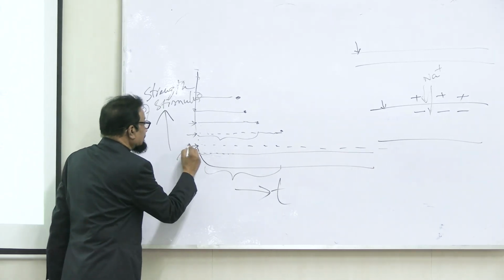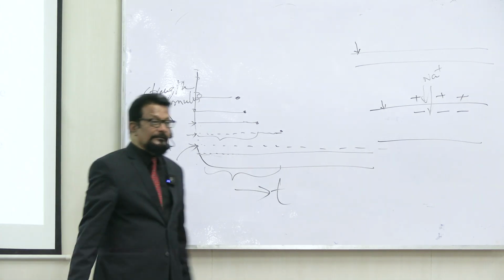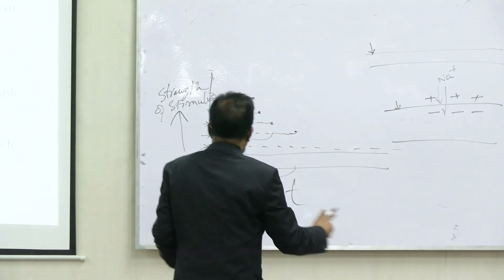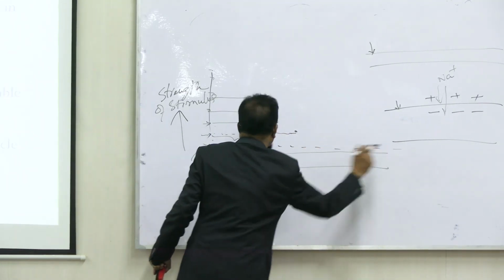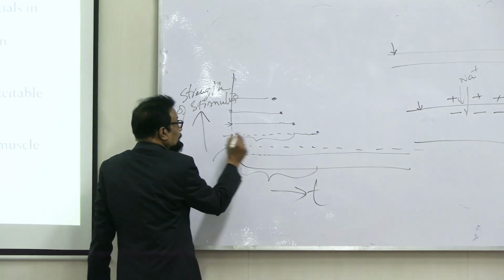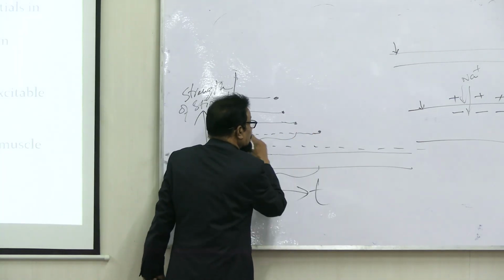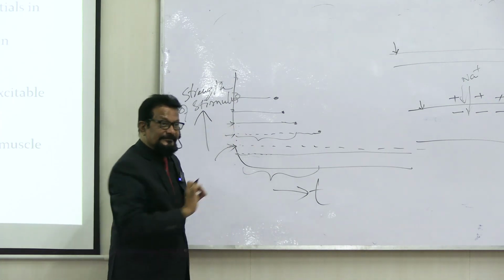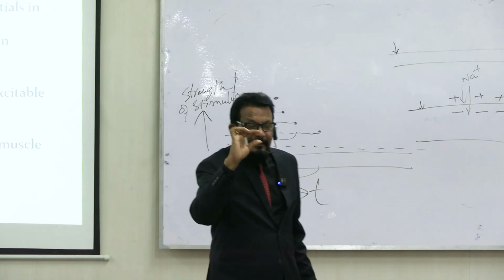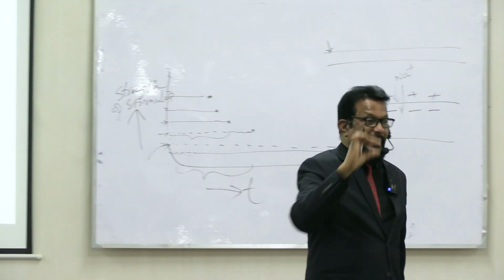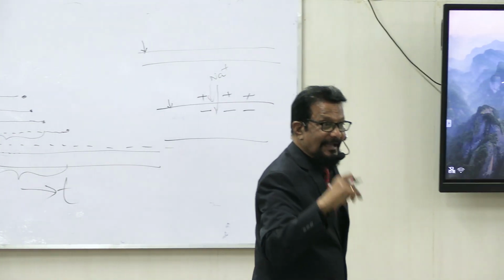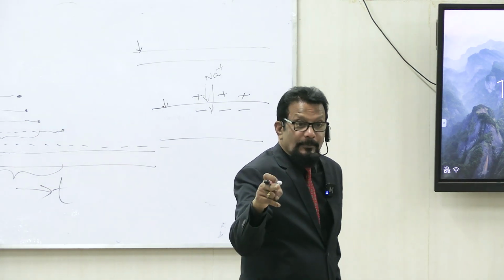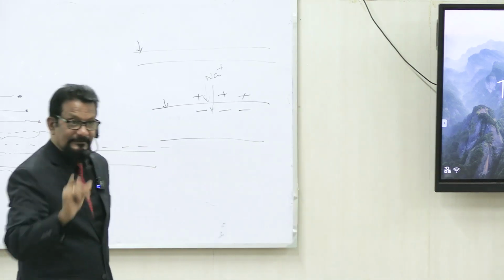Whether this strength is capable of producing an action potential? No, so no action potential we got. But with this strength, we got one action potential after this much period. So this is the minimum strength, the minimum strength that is capable of producing an action potential. That is the rheobase. So this strength is the rheobase.